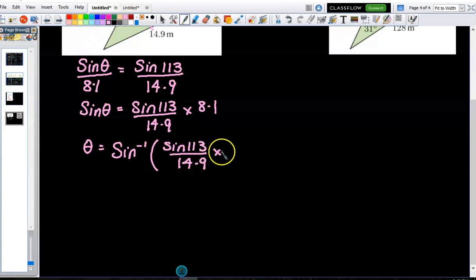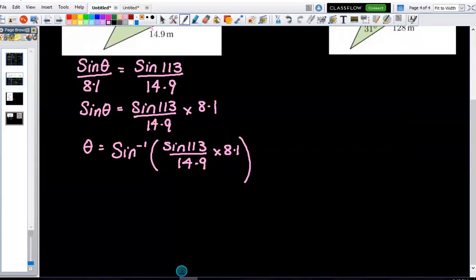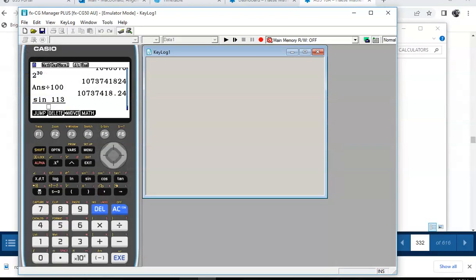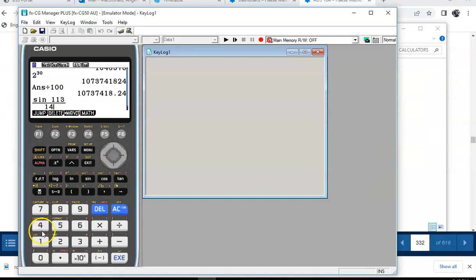How many of you use your answer key on your calculator? I'm a big fan of the answer key. So you are by all means entitled to write down exactly, type in exactly what you see here, and it would be fine. Sometimes I don't know what I'm doing. I'm working along and I'll just go sine 113 over, what was it? 14.9. Oh! 14.9 times 8.1. Right, got that. And then we go shift, sine, shift of the answer.